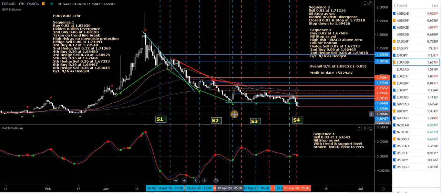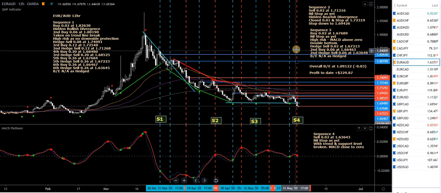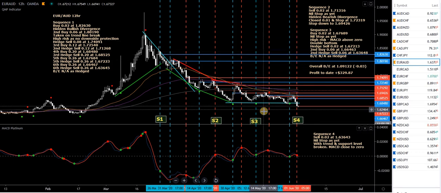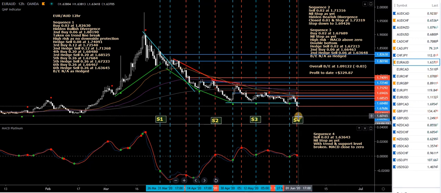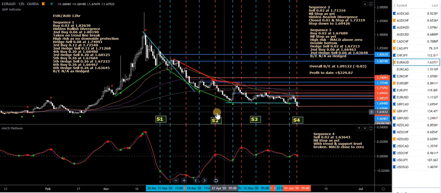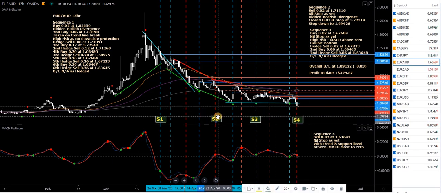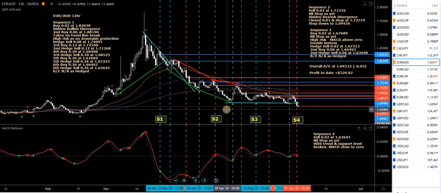I took a sequence 3, I took a second hedge sell. And on sequence 4 is a new sequence commenced. So there's 3 trades taken on this candle this morning. Sequence 2 is a standalone sell trade.